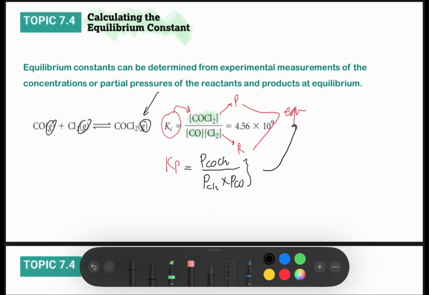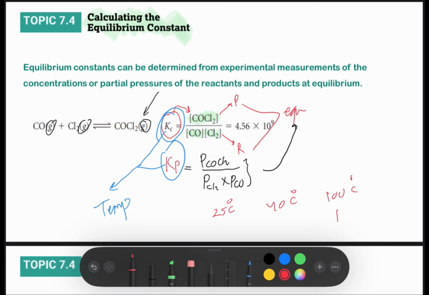One more thing to be discussed with you is that the value of Kc or Kp both depend on the temperature. In other words, if you have done this experiment at different temperatures, for example, let's say 3 experiments at 25 degrees Celsius, 40 degrees Celsius, and 100 degrees Celsius, you will have different values of K, regardless of whether they are Kps or Kcs. But if you do the same, let's say, 3 experiments with different concentrations or different pressures, but the temperature is fixed, then the value of K for all of these will be equal.